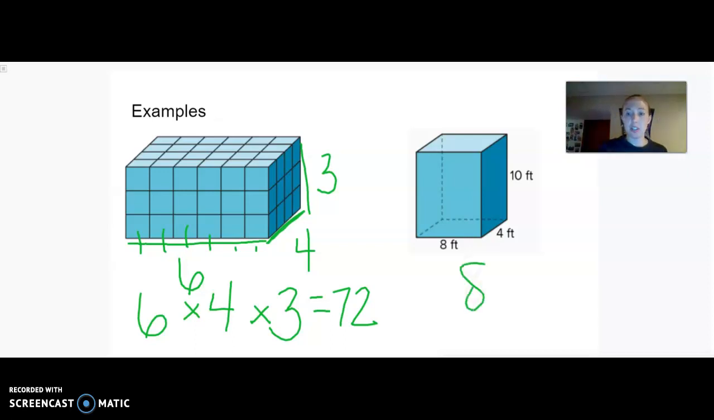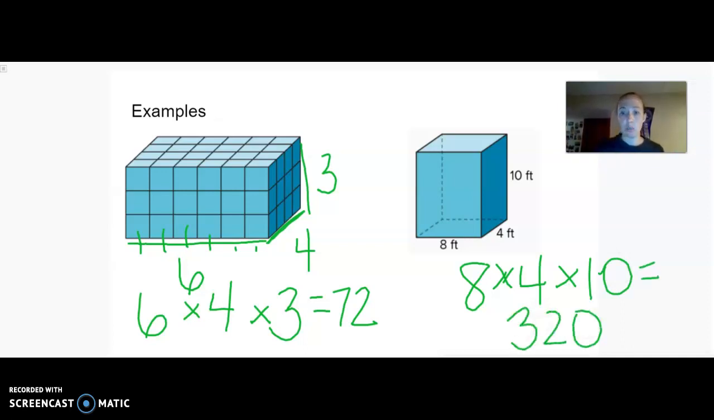All right, hopefully you did 8 times 4 times 10. We know 8 times 4 is 32. 32 times 10 equals 320. And we know this one is feet, so we can say feet cubed because it's little cubes.